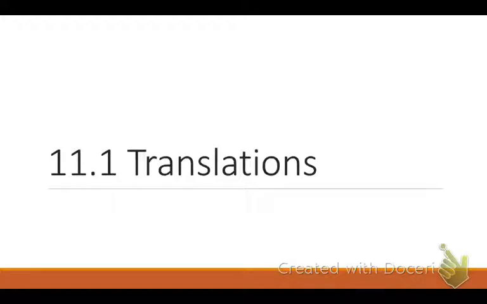So we're at 11.1 today. We're learning the first of 4 types of transformations. As I was prepping you for today's lesson, that's what we were talking about: transformations occur within the coordinate plane. There are 4 different types of transformations we're going to learn. The first one today is something called translations.